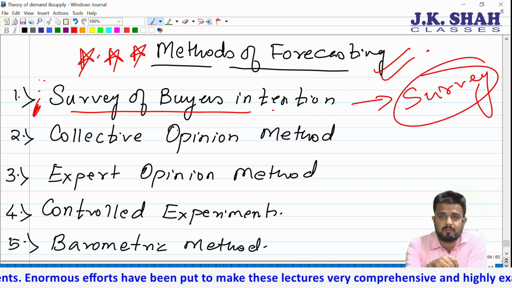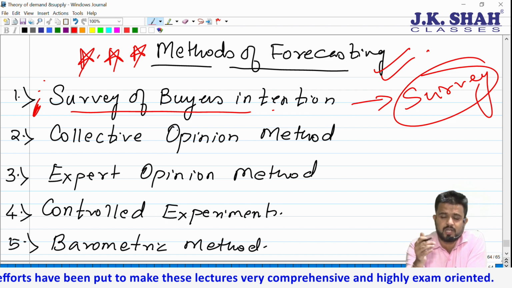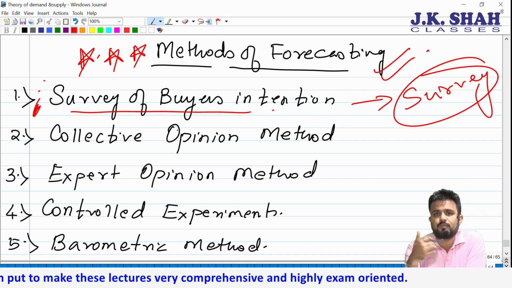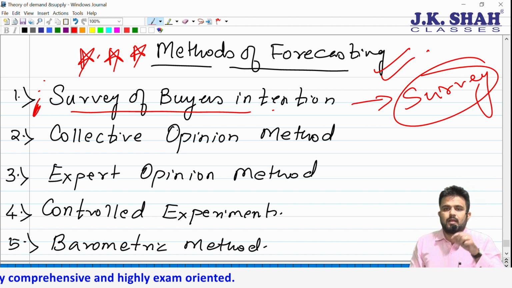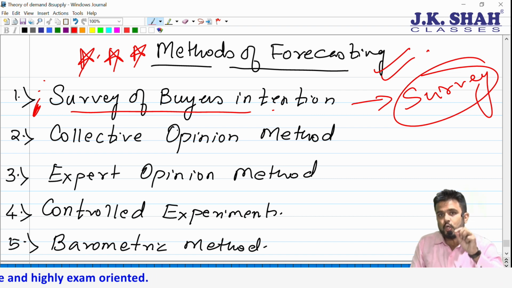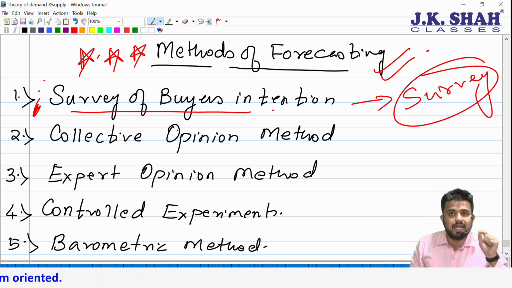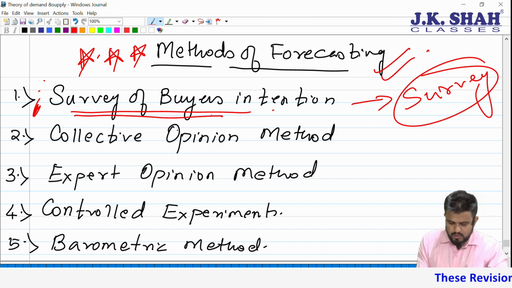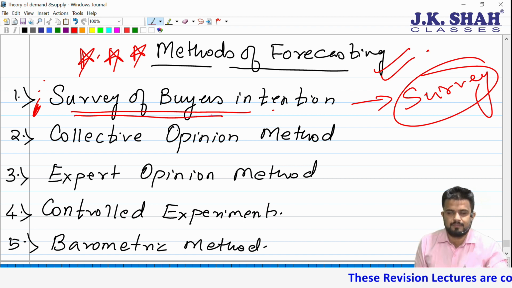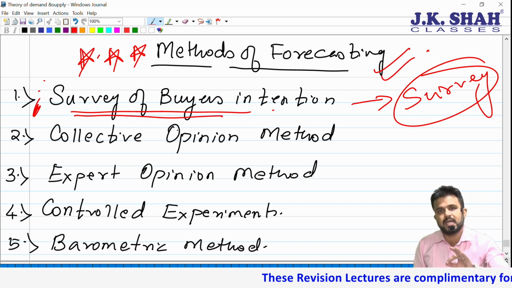So this method may not be that successful, but still company feels, since the information is coming directly from the user, so it is also known as end use method. Also known as what? End use method. So here the burden was completely on buyer. That is survey of buyer's intention.